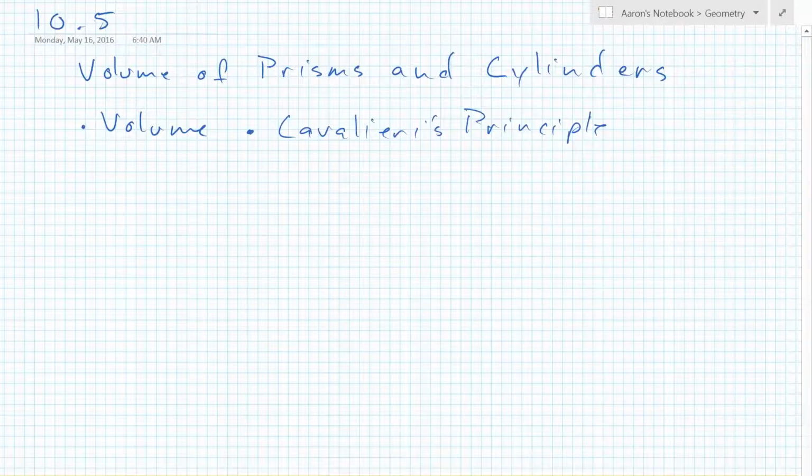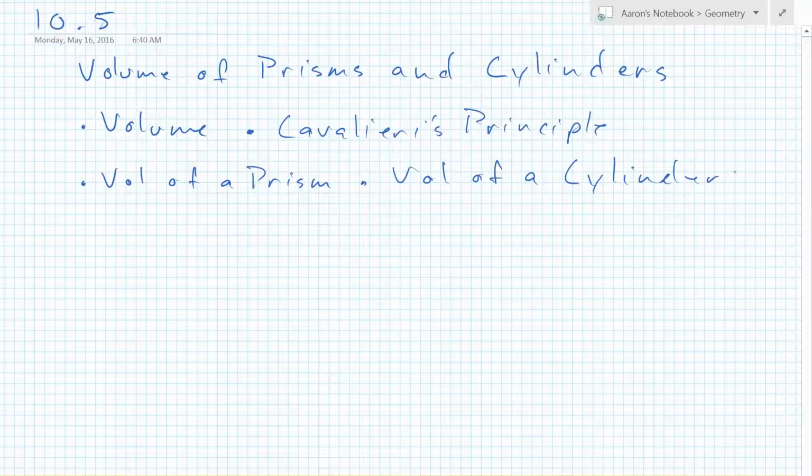We will be looking at formulas for volume of a prism, volume of a cylinder, and volume of composite figures.